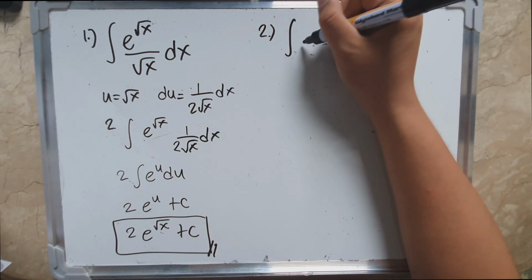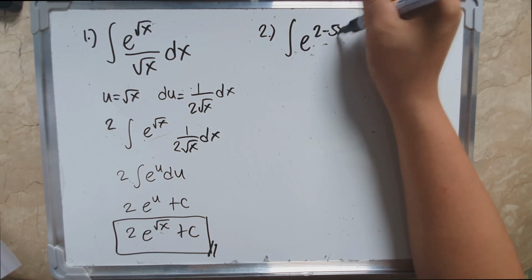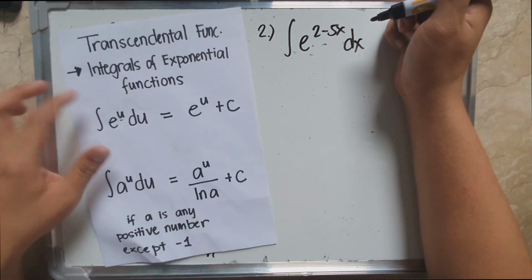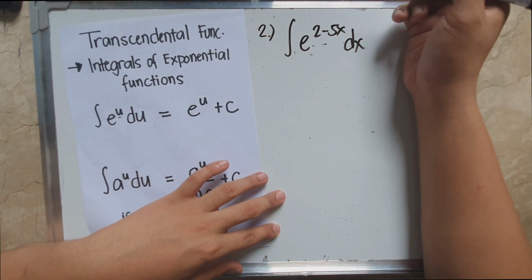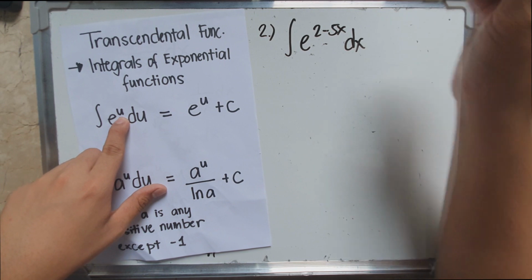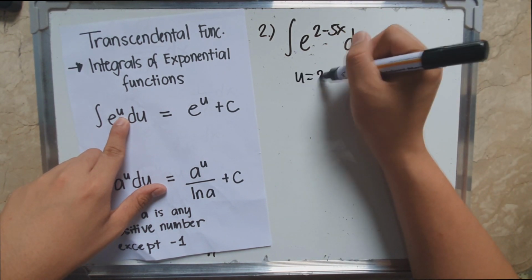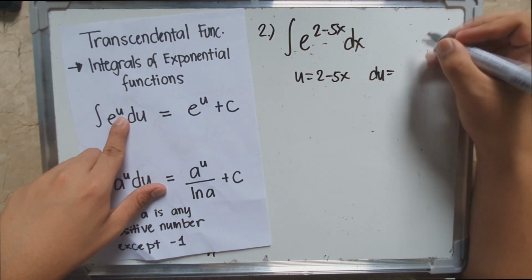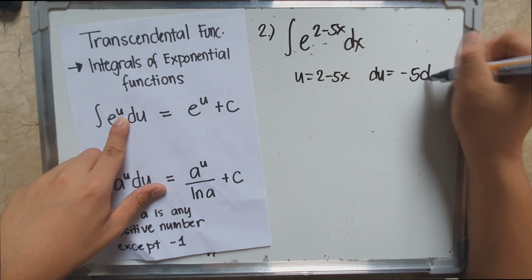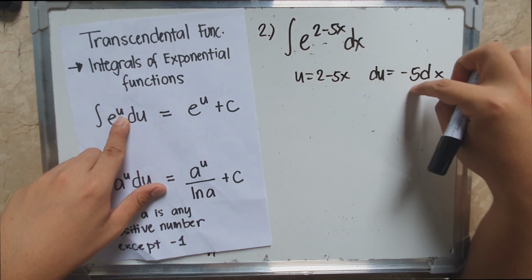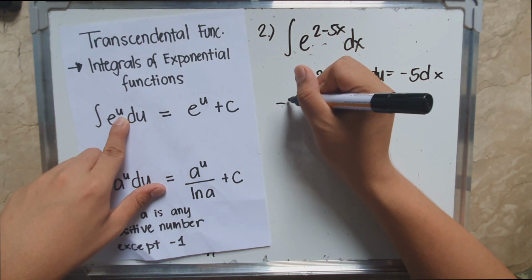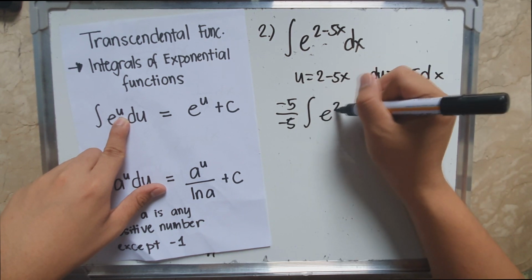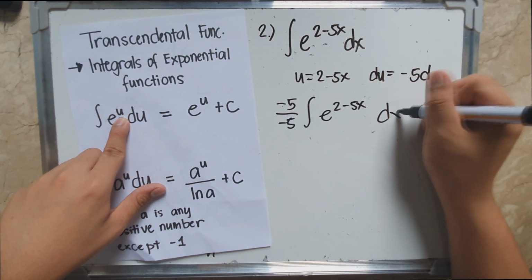If we have e raised to the power of 2 minus 5x dx. Now again, our u is very obvious. It is the exponent of our e. u is 2 minus 5x. The derivative of u, 2 is 0, negative 5 dx. We already have dx here. We only need negative 5. So we need to correct this one by multiplying by negative 5 over negative 5, integral of e raised to the power of 2 minus 5x dx.